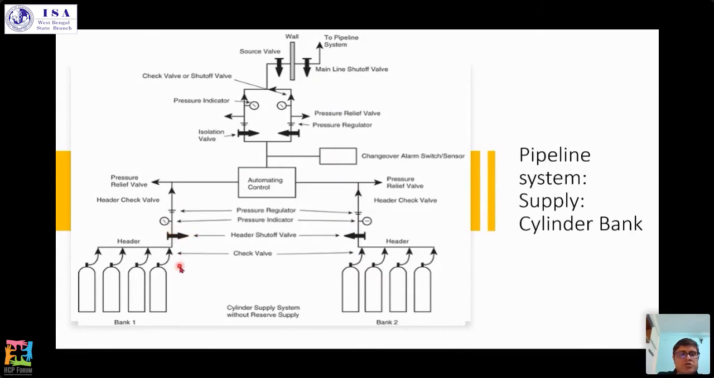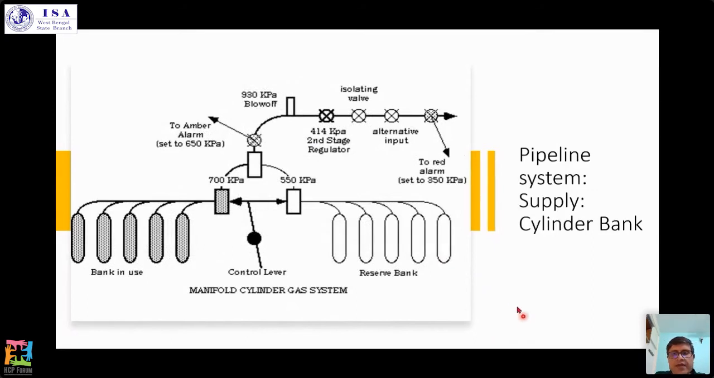So what we have here is the pressure control, the ability to separate each bank from the rest of the supply chain, and a pressure regulating system. And then we will have a pressure relief valve. They can also be separated by separate isolation valves. Now let's have a look at another diagram of the same thing. What we have here are the two banks that are in use and the reserve banks. This will help you understand how the switchover takes place.